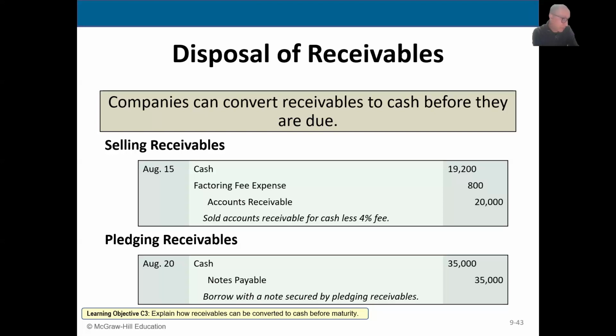In the pledging receivables example, this is where a company's getting a loan from a bank and they secure receivables to get that loan. In other words, the bank can take the receivables if the company doesn't pay the bank back. So debit cash, credit notes payable.